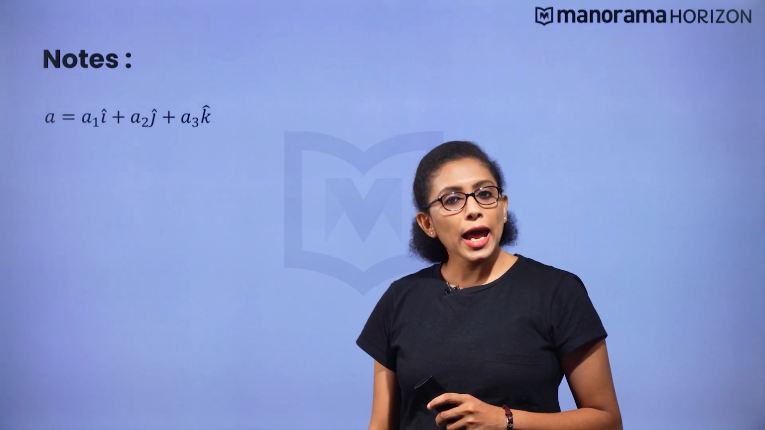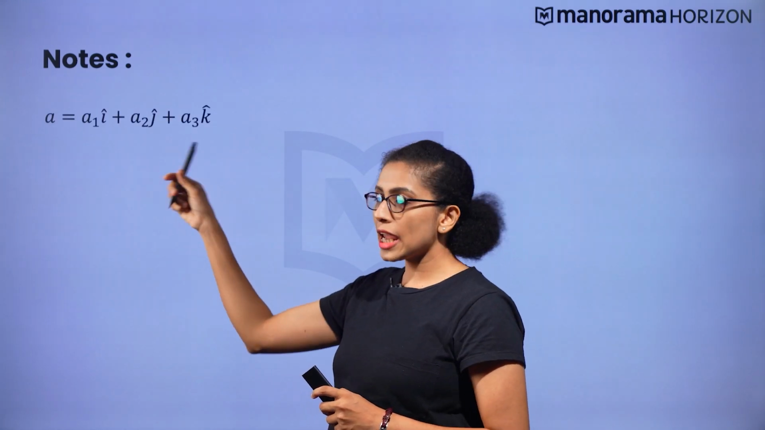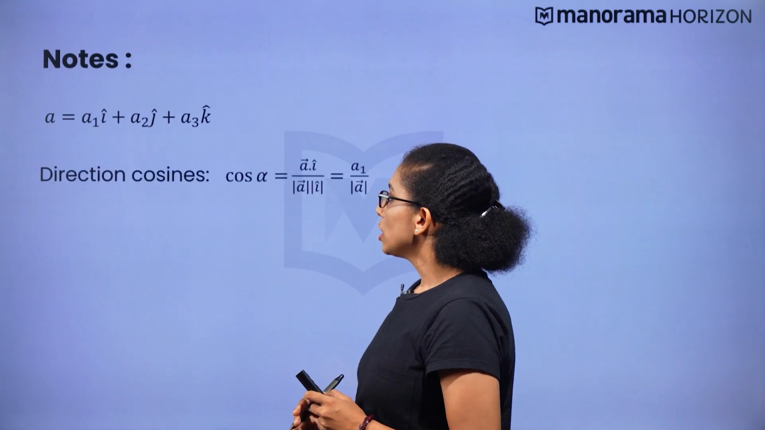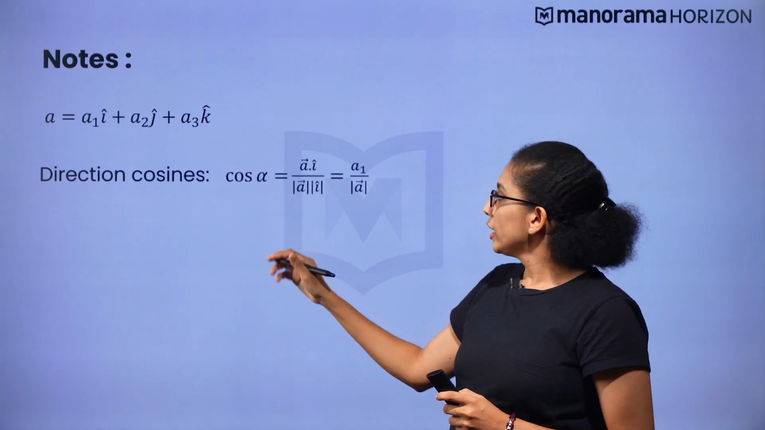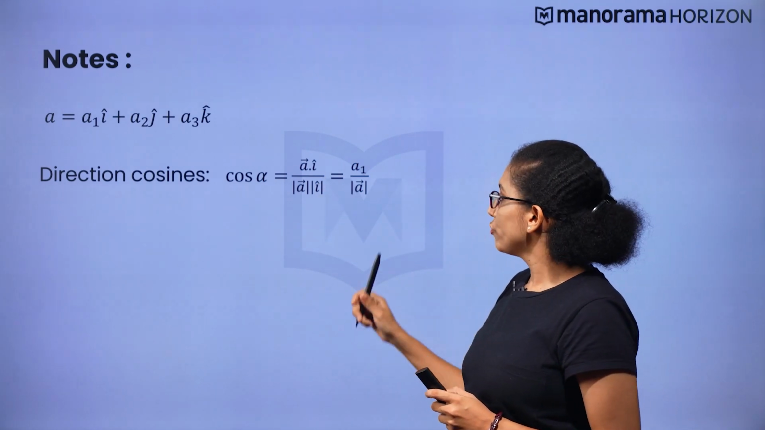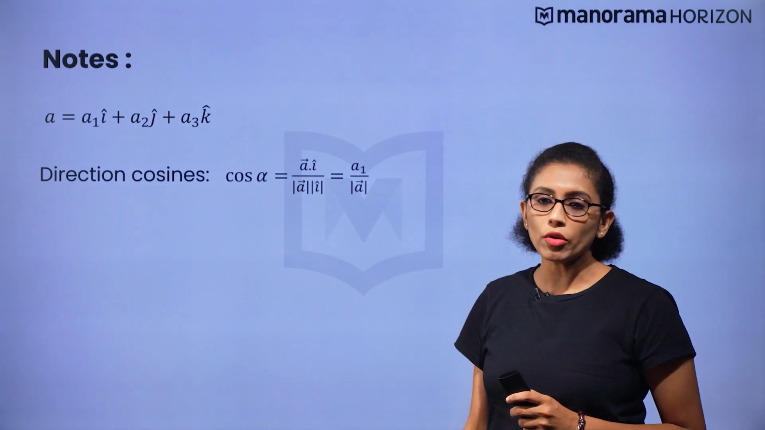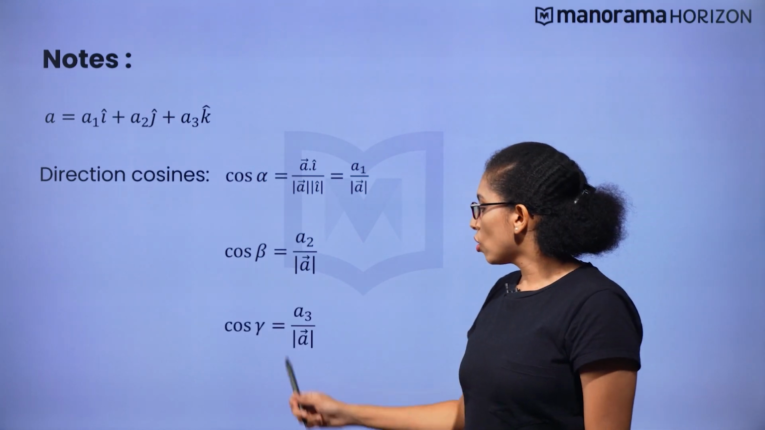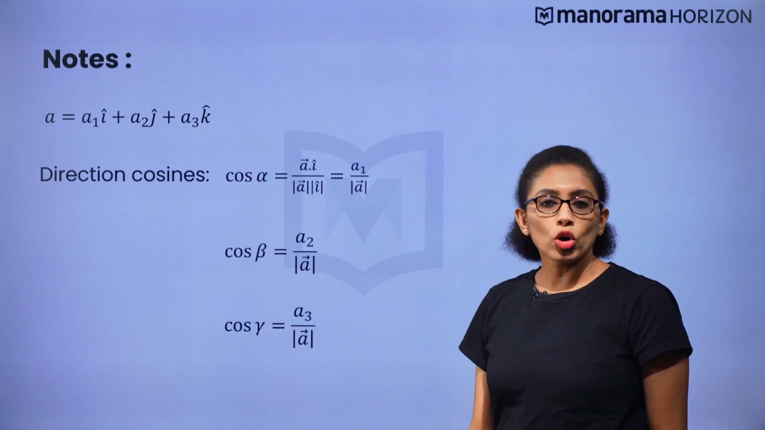Now, let's look at some important points. If alpha, beta, gamma are the direction angles of a vector A, then A is equal to A1 i plus A2 j plus A3 k. These are the components of A. Then its direction cosines may be given as cos alpha is equal to A dot i divided by modulus of A times modulus of i, which can be written as A1 by modulus of A. Similarly, we get cos beta is equal to A2 by modulus of A. Cos gamma is equal to A3 by modulus of A.